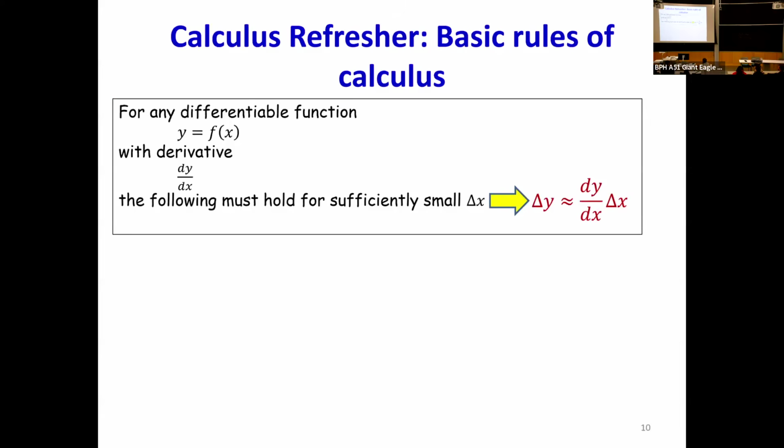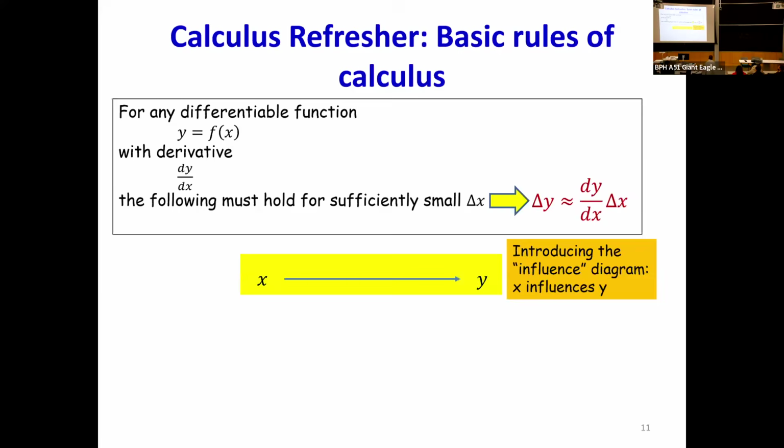Now, for any differentiable function y equals f of x, if it's a scalar x and a scalar y, we know the derivative is written as dy over dx, or partial y over partial x. And what does this derivative mean? This derivative represents the multiplicative factor with which you must multiply a small increment in x to compute the corresponding increment in y. You all remember this, right?